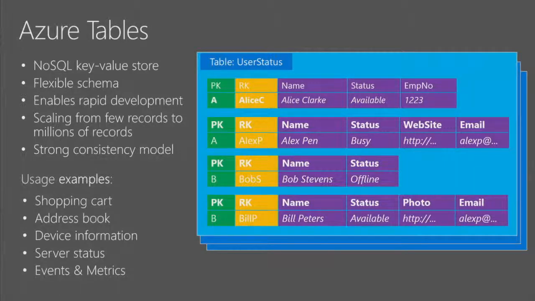There are a lot of usage examples around this, and people use this for shopping carts, for address books, for keeping device information, status of servers. We have some services that I've been working on where we work on 100 or 200 VMs, and we keep the status of each of the servers updated in a table. We have large operations inside Microsoft that keep all their events and metrics from their whole service in tables. And then systems go over the tables, query the data, and raise alerts.